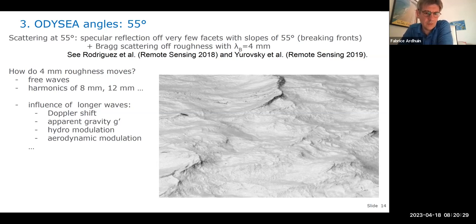is a current plus the free linear wave theory Bragg wave velocity. Or what happens is actually we have many different effects of longer waves. So in their paper, Rodriguez et al. actually discuss especially the effects of Doppler shift and hydrodynamic modulation.